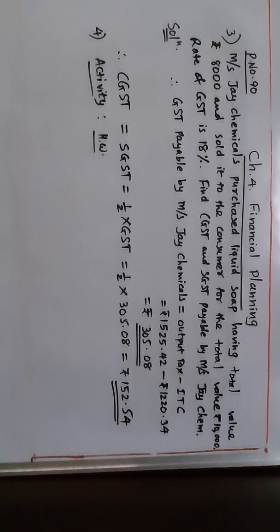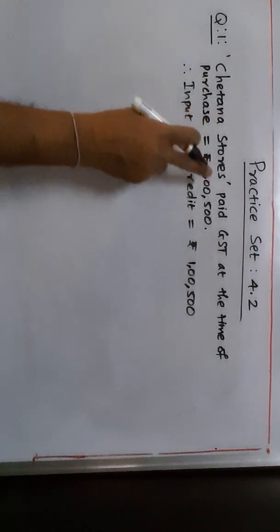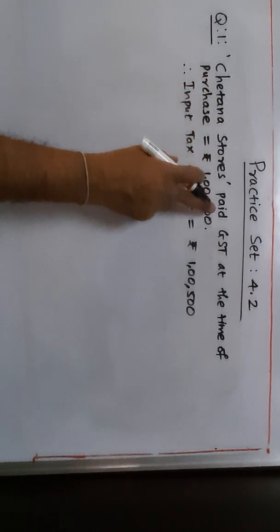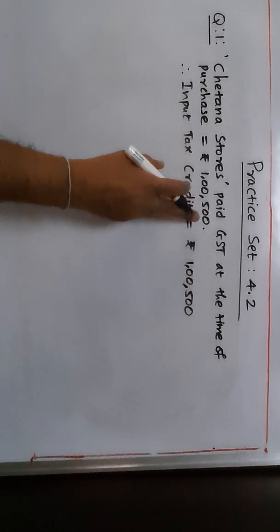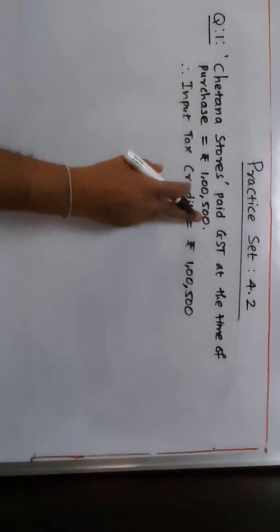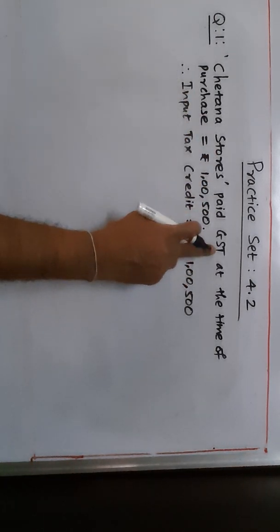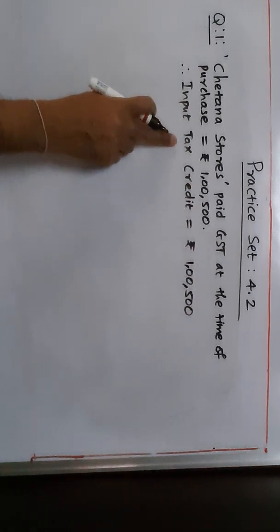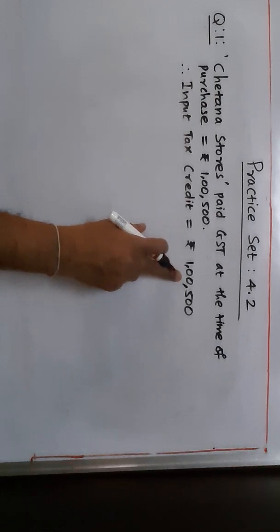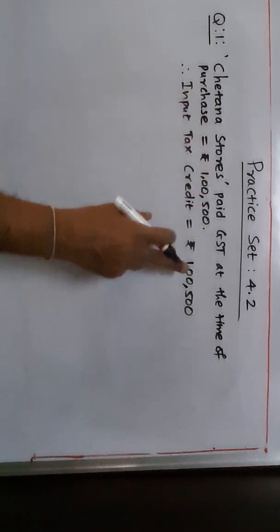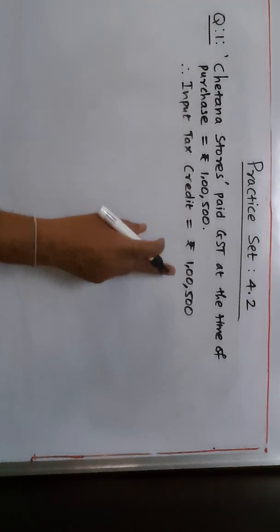Now we will start with practice set 4.2. So in the first sum, students, I have written some lines. Chetna Stores paid GST of rupees 1,05,000 at the time of purchase. Now we know that GST paid at the time of purchase is called input tax, and it also becomes input tax credit because this amount remains credited in the account of Chetna Stores as they have already paid GST to the manufacturer. So this is the input tax credit.